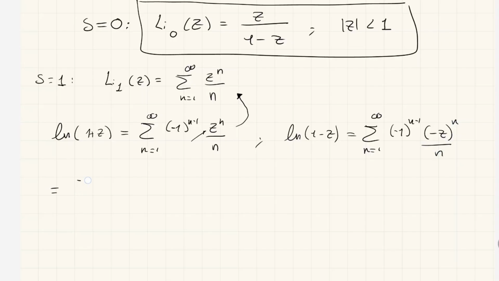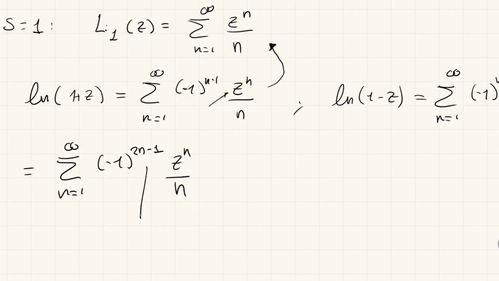And this is going to be the sum from n equals 1 to infinity of (-1)^(n-1). And if we take out a -1 from here, which is going to be raised to the n power, and then sum the powers of the negative ones that we have here, we are going to get 2n minus 1, okay, times z^n over n.